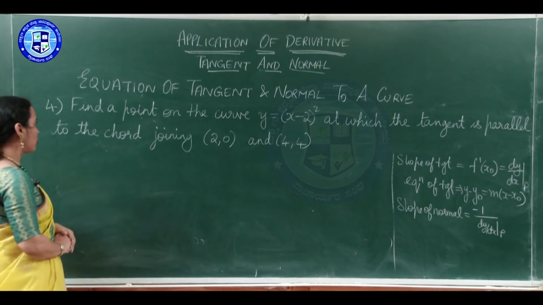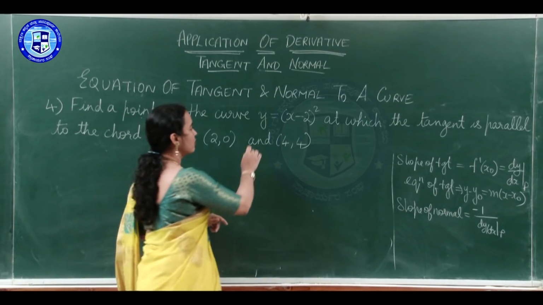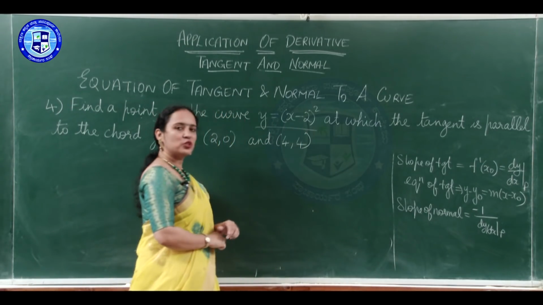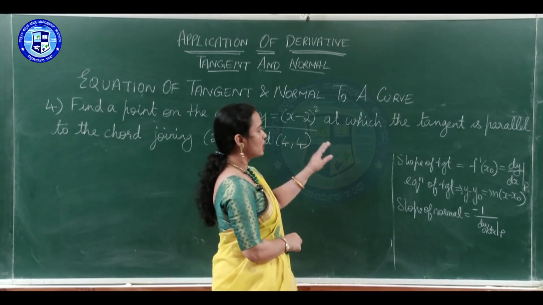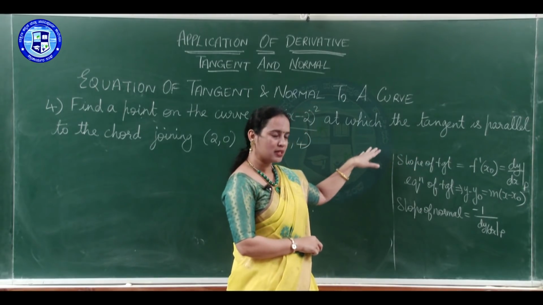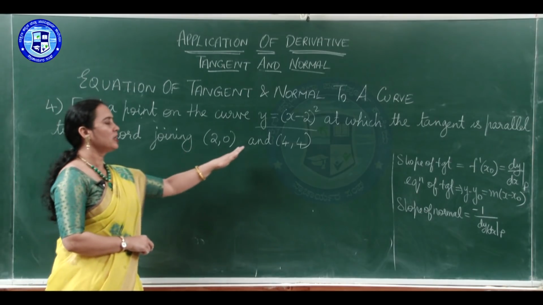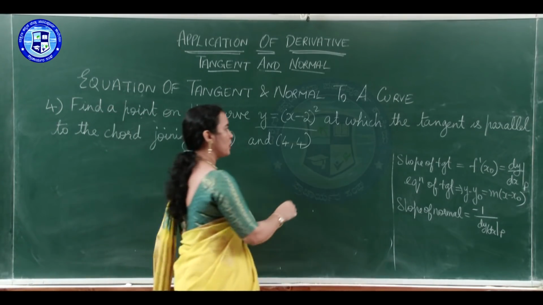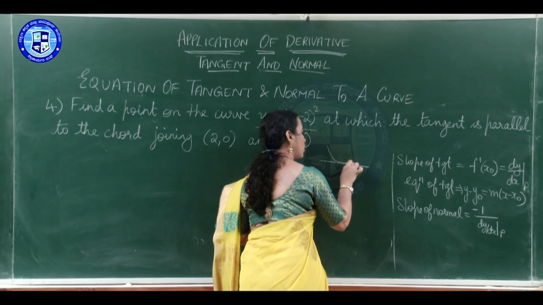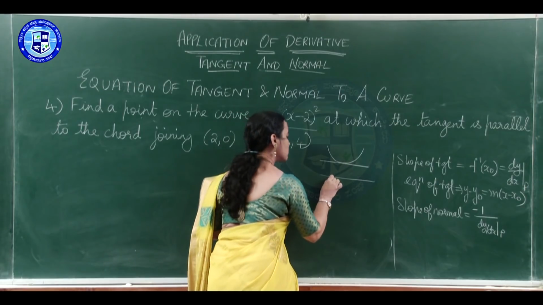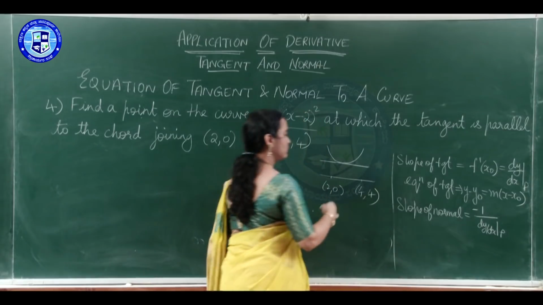Let's move on to the fourth problem. Find a point. So, you have to find a point, and what is given? They have given the equation of the curve y is equal to x minus 2 the whole square, at which the condition is given. What is the condition? Tangent is parallel to the chord joining the 2 points. So, what do you mean by that? Tangent is parallel to the chord joining 2 points, that is 2 0 and 4 4.